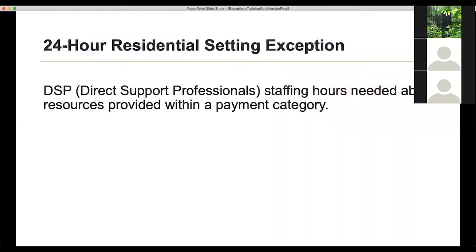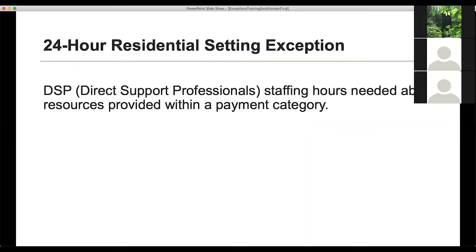So when we look at how the exceptions are calculated, again, looking at the 24-hour world of things, we're looking at those direct support professional staffing hours that are going to be beyond what is assumed in that payment category. One of the things that you'll find is our rate setting actually has a breakdown and assumptions of staffing. It's not an exact science, but we're really saying that somebody needs direct care support that is clearly and significantly above and beyond what would be accounted for in that model.